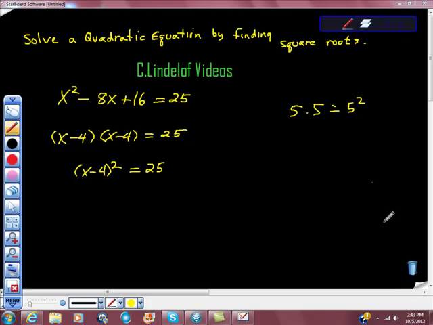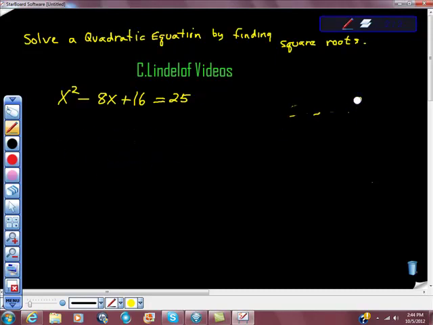Okay, so here we are in algebra solving a quadratic equation by finding square roots. And what I'm hoping that you see is this, and this is where I'm going with it, that as I looked at this problem before we started, I noticed that this function right here is a perfect square. When I factor this out, I wanted two numbers that when I multiplied them, I got positive 16. When I added the same two numbers, I got negative 8. And it turned out that those numbers were negative 4 and negative 4.